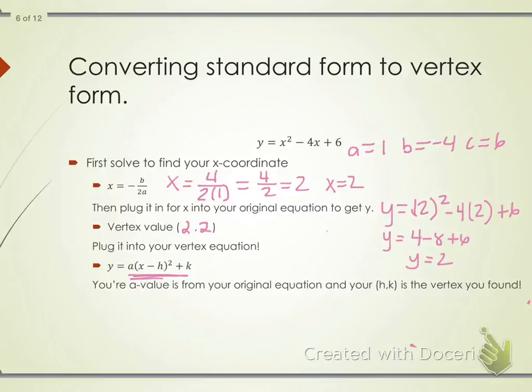And then we're going to make our vertex equation. We already have the a is 1, so we're just using the a from the original equation. Okay, so we got y equals a from the original equation, x minus my h value from my vertex here, because remember it's always h, k, so 2, plus my k value, 2. And then we have to make sure we add the little squared on to the back end, because we're talking about quadratics.